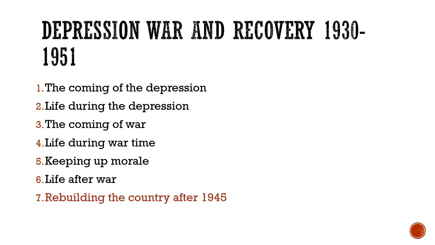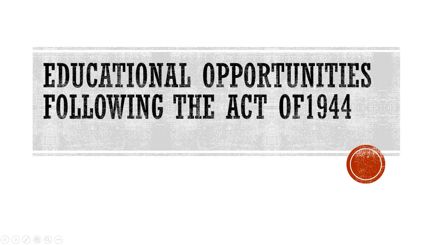Hello and welcome to our third lesson of Key Question 7, Rebuilding the Country After 1945 of Depression, War and Recovery, 1930 to 1951. What we're going to be focusing on today is educational opportunities following the Act of 1944, and then we're also going to move on and look at the Homes for All policy as well. So we're going to look at those two things today.